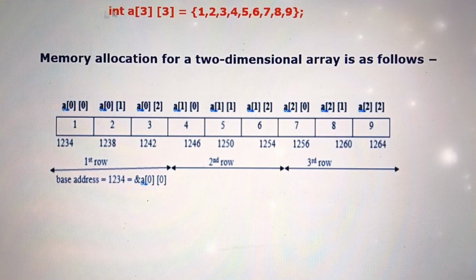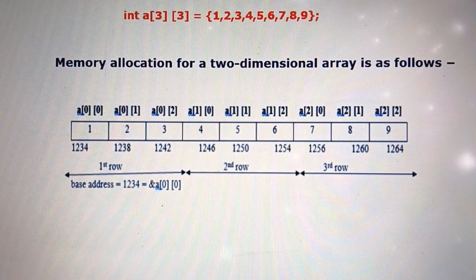Let us see how a double dimensional array is initialized in the program and how it is allocated in memory. We can initialize the double dimensional array like this: a of 3 3, and give the numbers one by one. 3 rows, 3 columns. Then how many numbers do we have in total? 9 numbers. We give them one by one, separated by commas, enclosed in braces, terminated by a semicolon. Then how is it allocated in memory?